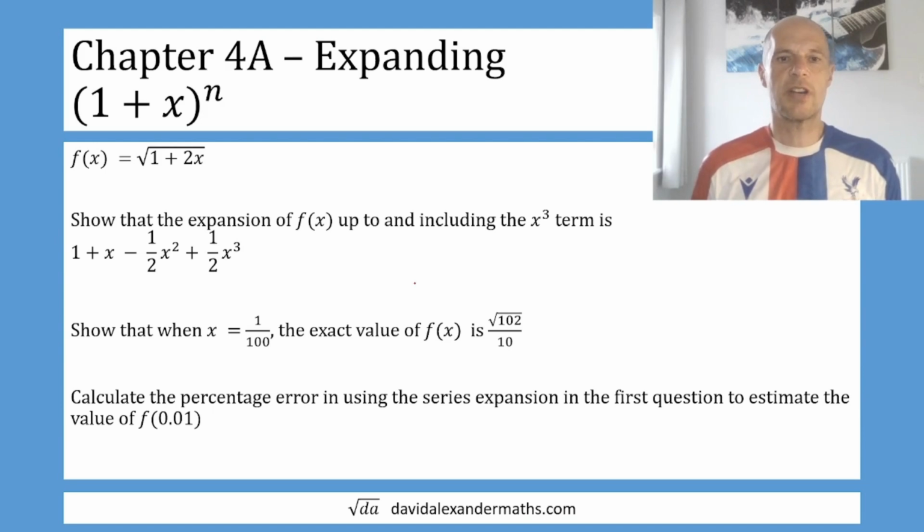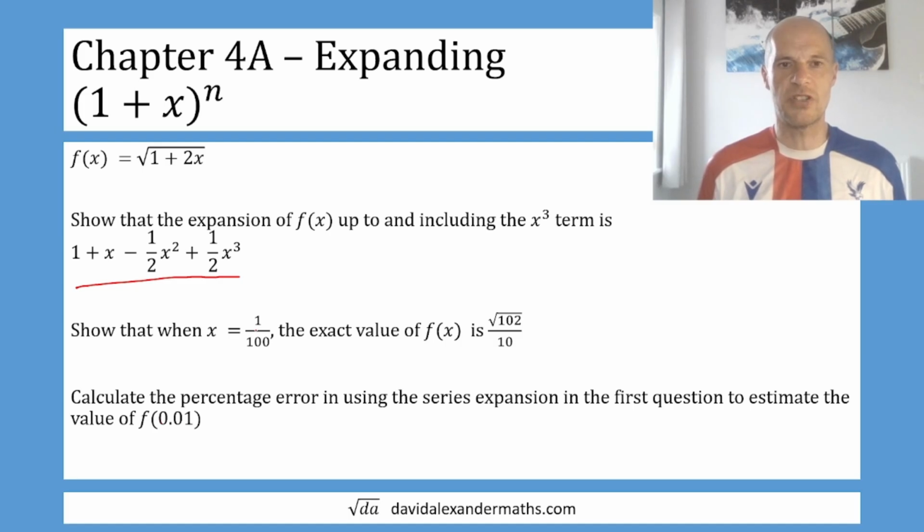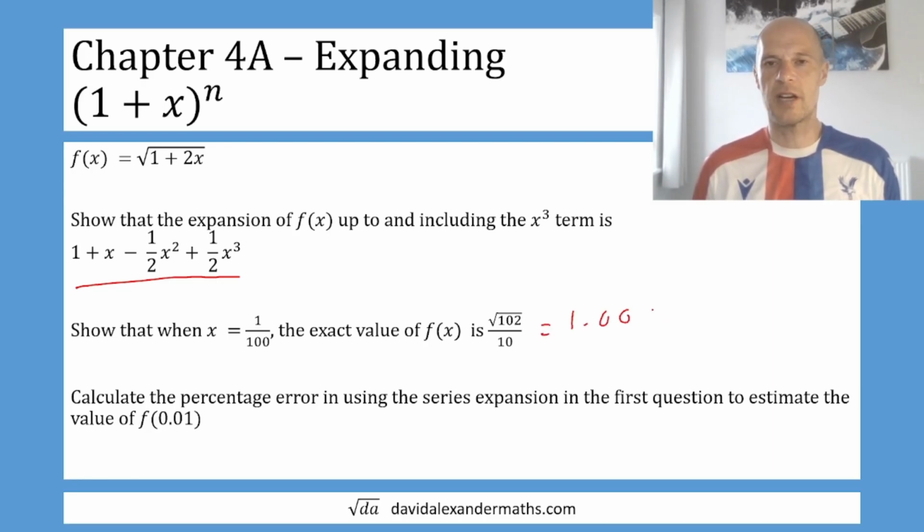Okay, so calculate the percentage error in using the series expansion to estimate the value of f of 0.01, which is 1/100th. We know the exact value should be root 102 over 10. On my calculator, I'll just write down what it says. That is 1.00995 0494. So that is the exact value.